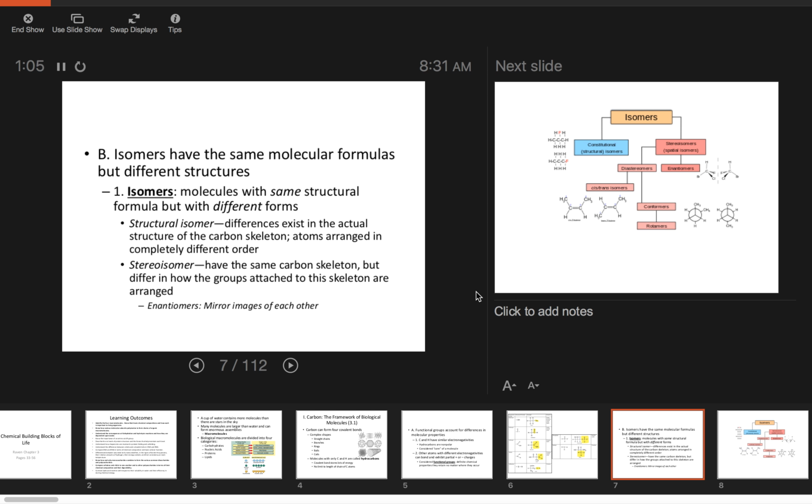And there is a special stereoisomer called enantiomers, which means that they are mirror images. So when I talk about left-handed and right-handed molecules, that's basically what I'm talking about. They are mirror images of each other. You could take a molecule and show its reflection in a mirror, and you would see the enantiomer of it.